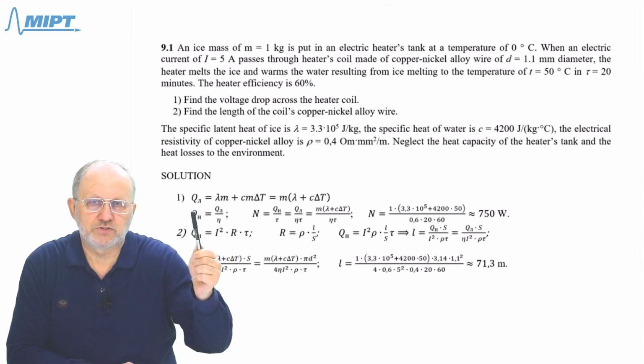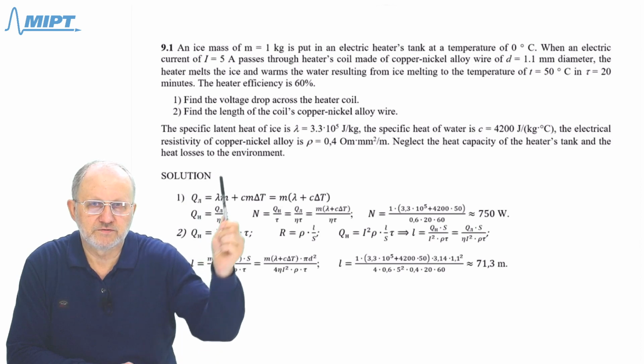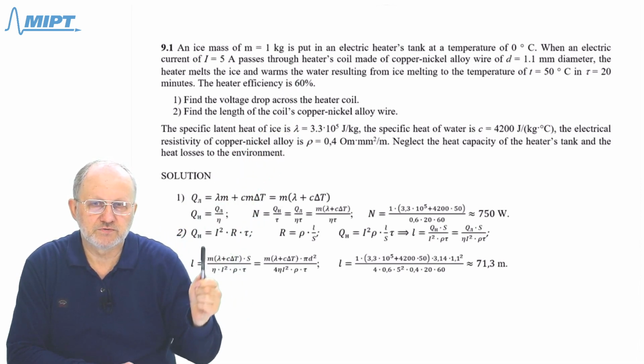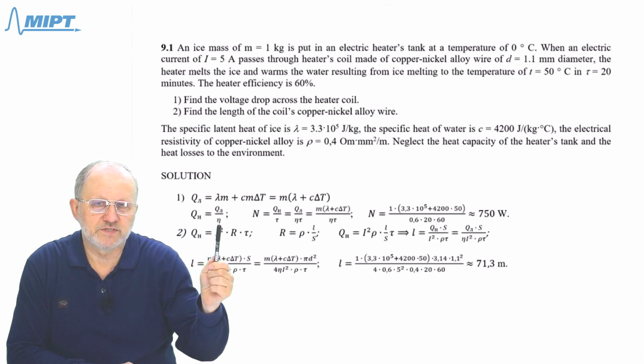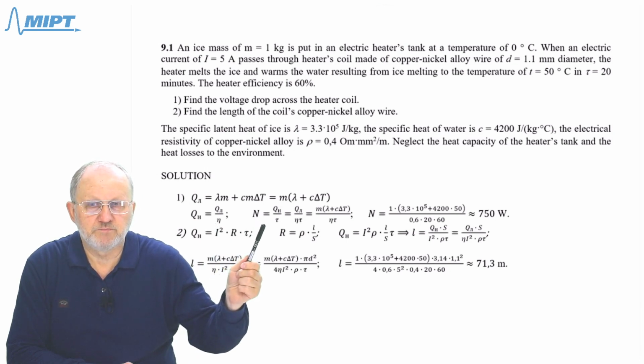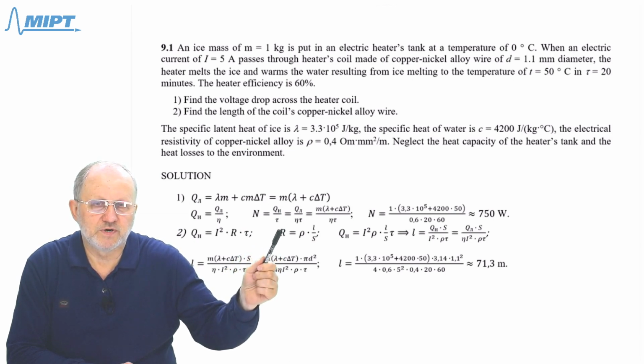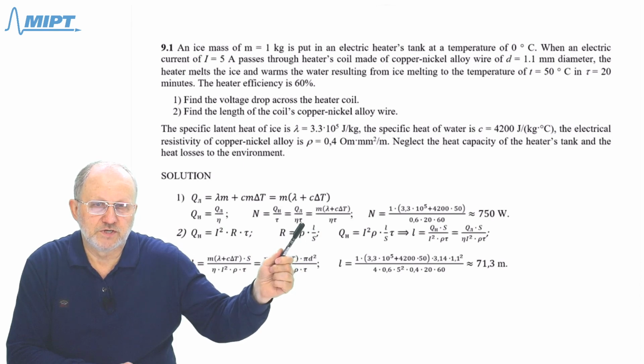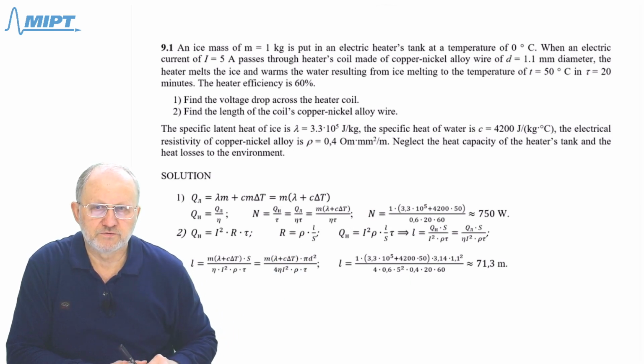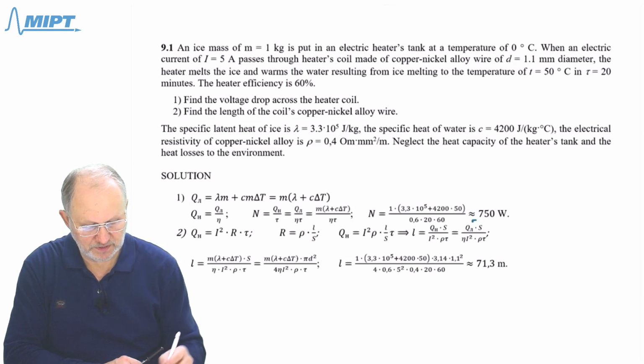This is not the total energy spent by the heater, because the heater efficiency is 60%. So the total energy of the heater will be given by this formula, which takes into account the heater efficiency. And the power of the heater will be given by the total energy spent by the heater divided by the time, which is given, which is 20 minutes. And so we obtain the formula which contains only the given quantities, and we may easily calculate according to this formula and obtain the final answer, which is 750 watts. This is the final answer.